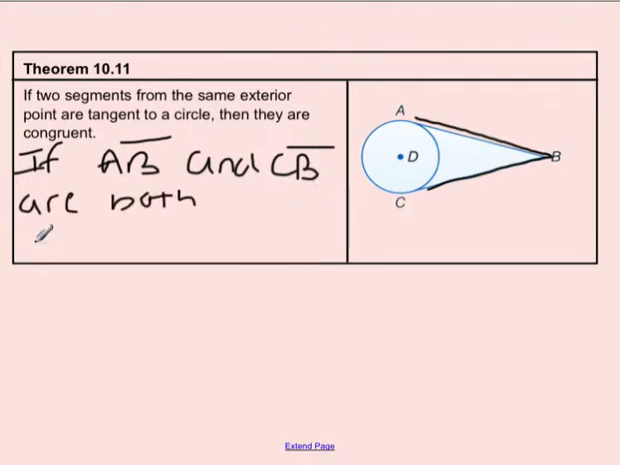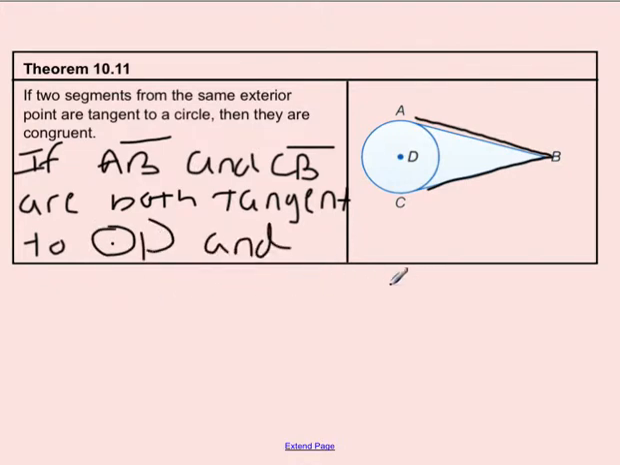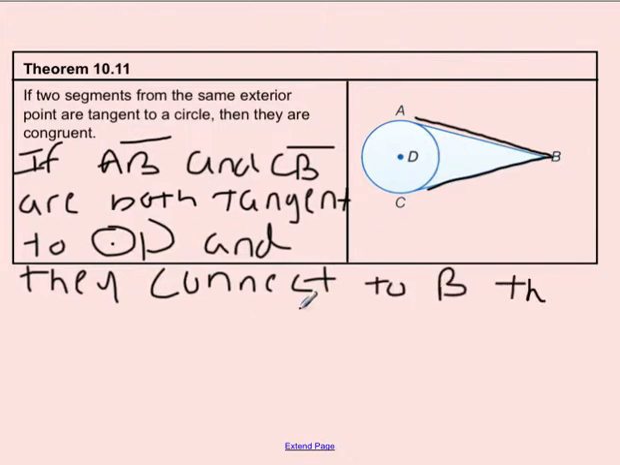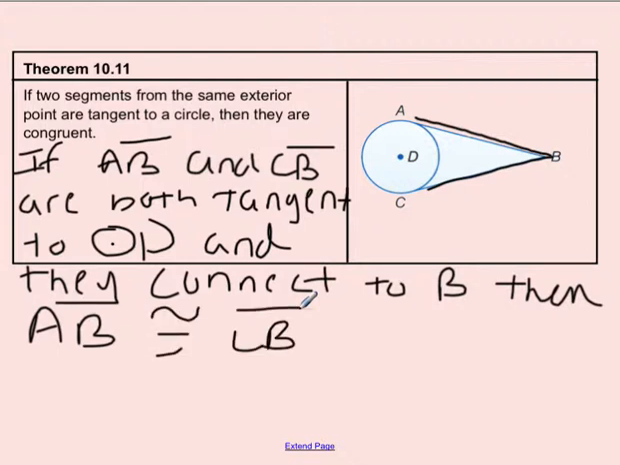to circle D, and they connect to B, then we can say that AB, that line segment, is congruent to CB. Okay, so I'll give that a second to process. So they have to be tangent to the same circle, and they have to reach out to the same point, which in this case is B.